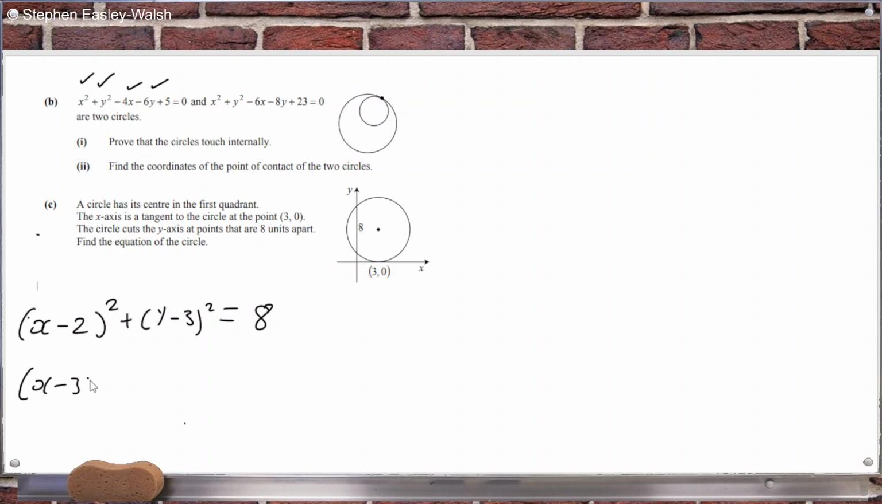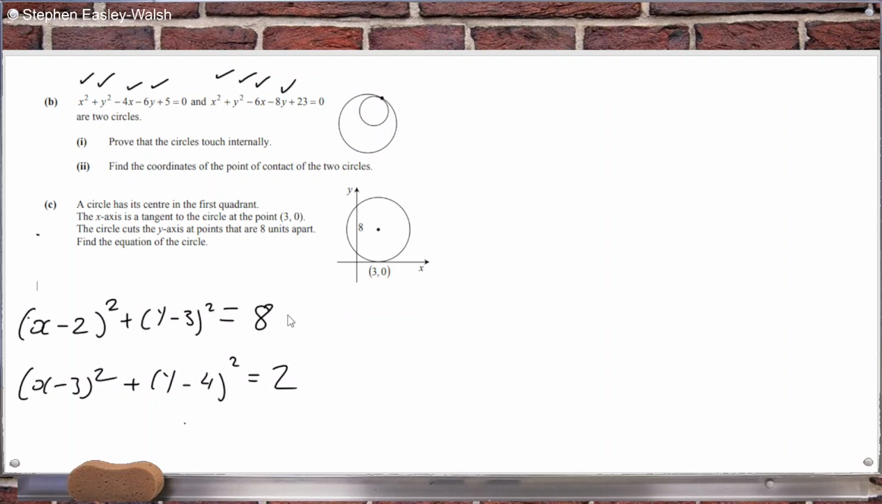Likewise, that's x minus 3 squared, x squared minus 6x, and then plus y minus 4 squared, y squared minus 8y. That's plus 9 plus 16 is plus 25, but I need a plus 23, so I need a minus 2.